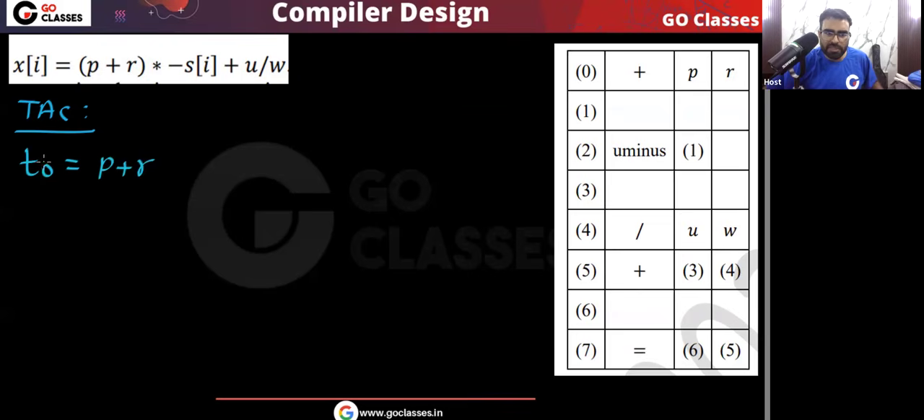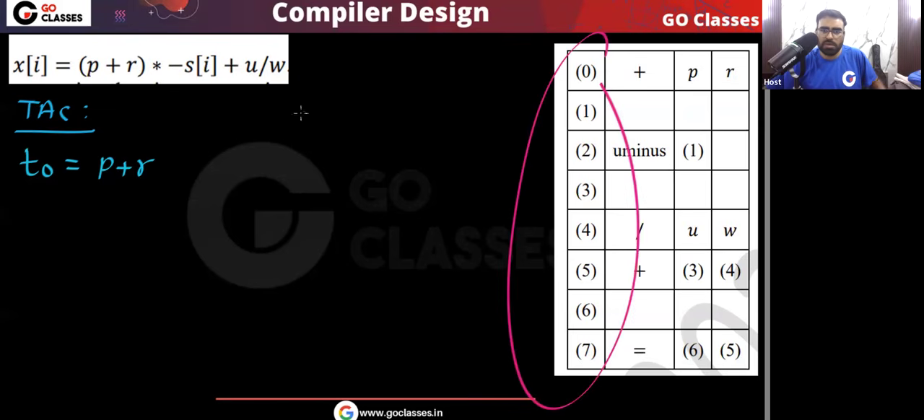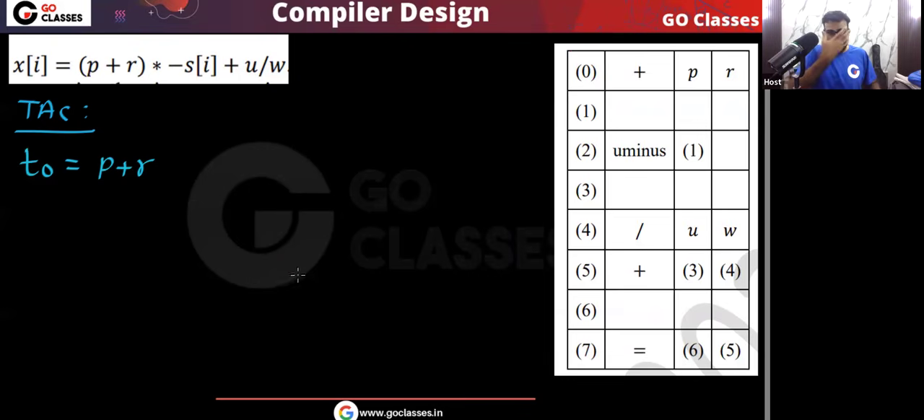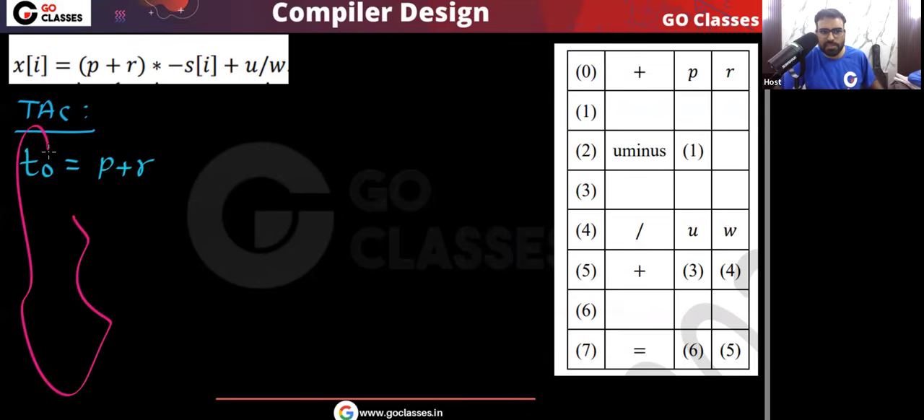Okay, why I am starting the temporary variable by t0, why not by t1? Many students start the temporary variables from t1. I'm starting the numbering from 0, because you can see in the triples also the positions are starting from 0. Okay, that is the reason I'm starting the temporary variables numbering from 0 onwards. Okay, so you can see in this t0 I'm putting p plus r.